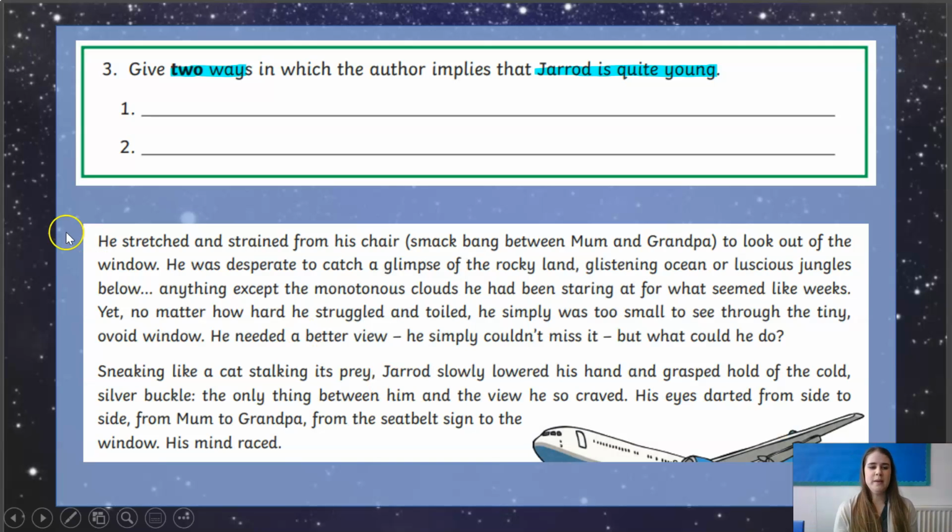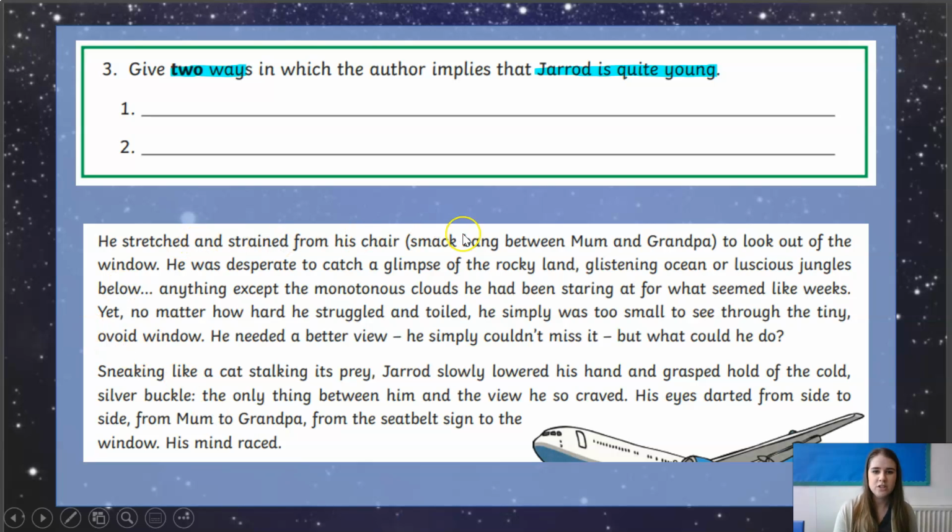Now, the first bit here says, he stretched and strained from his chair, smack bang between mum and grandpa to look out of the window. Now, I don't know if any of you have ever been on a plane, but when I was younger, although to be fair, I had 3 sisters, and because I was the oldest one, I didn't have to sit between my parents, because every time I was in the car, I'd always have to sit between my sisters because I was always physically the smallest one. So I was all right on the aeroplane, but I know my younger sister would always sit between my mum and dad, okay? Purely because that's where she was safer. And obviously she had then one parent on each side of her.